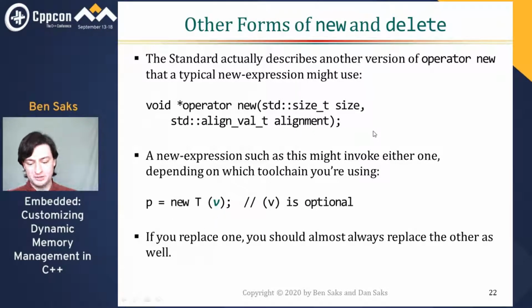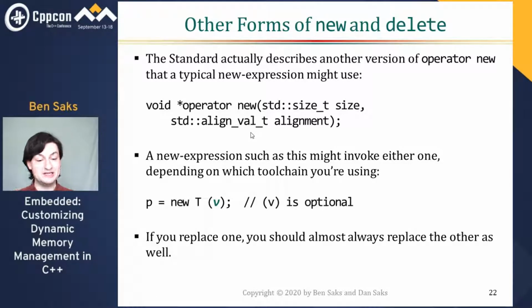Now, it turns out that replacing new and delete is a little bit more complicated than I just showed you, because there are actually multiple versions of operator new and delete that the compiler might use. There's one version that looks like what I just showed you that takes a single parameter of type size_t. There's a second version that takes a size_t and an align_val_t that represents the alignment requirement of the memory being allocated.